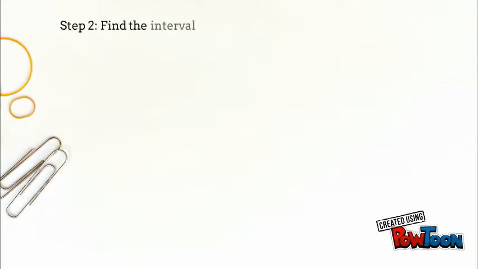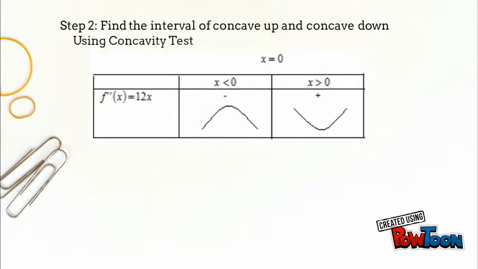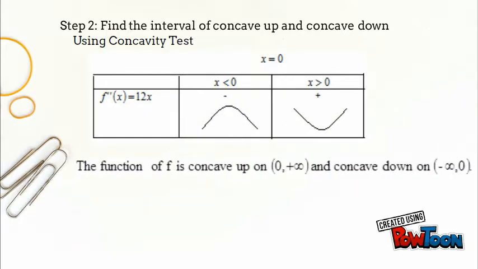Next, find the intervals of concave up and concave down. By using the concavity test, the negative sign, which is f double prime x less than 0, shows that the function is concave down. The positive sign, which is f double prime x greater than 0, shows that the function is concave up.